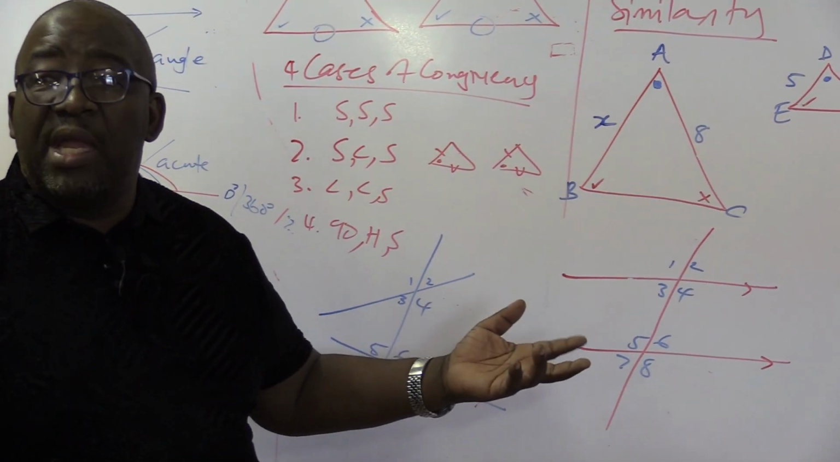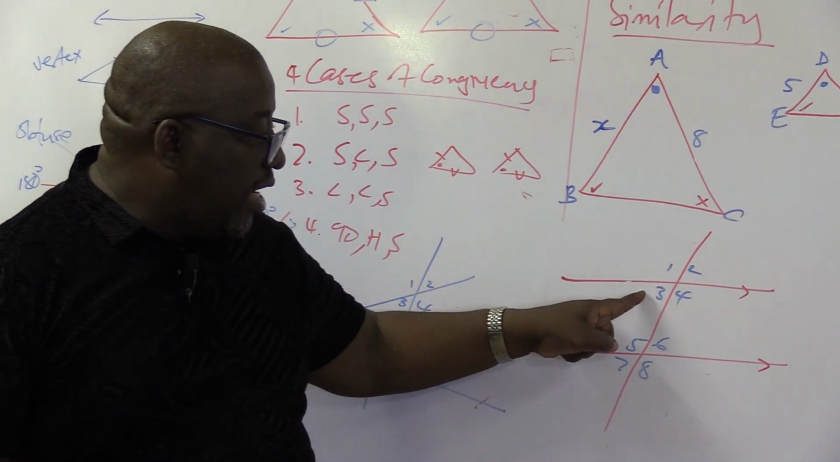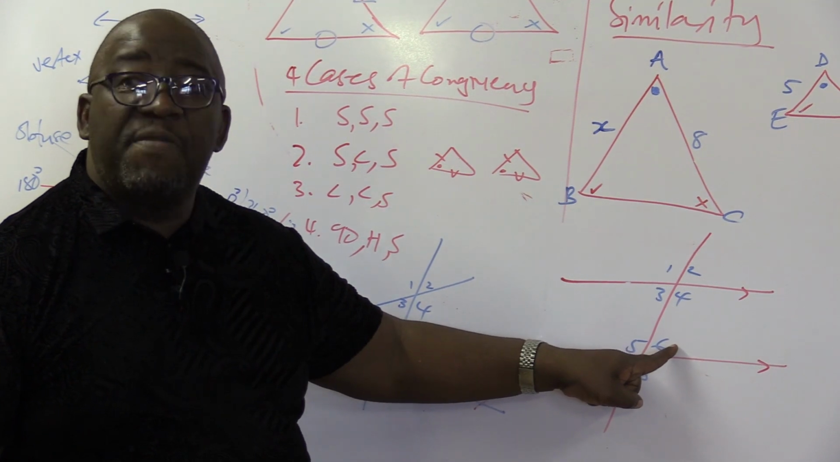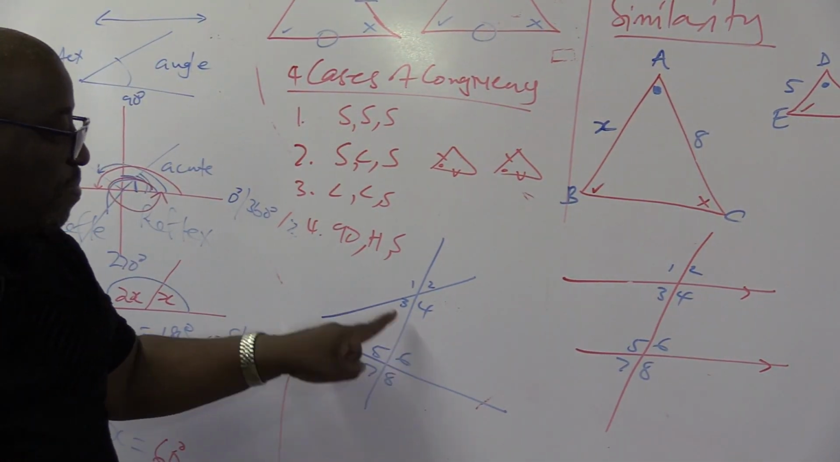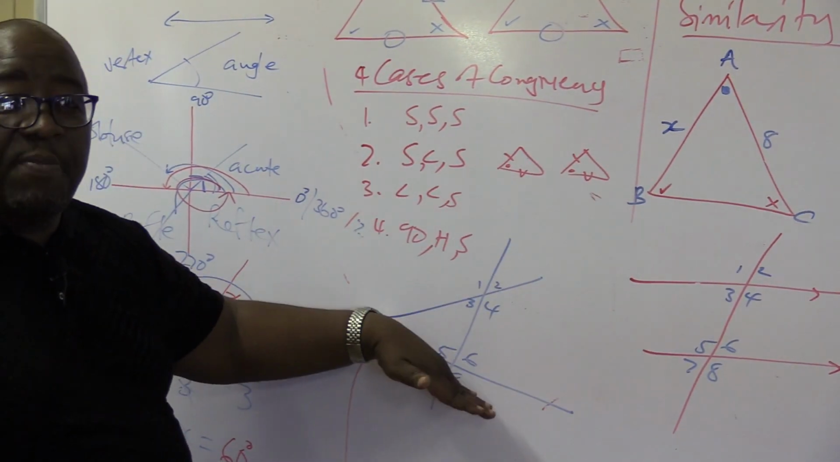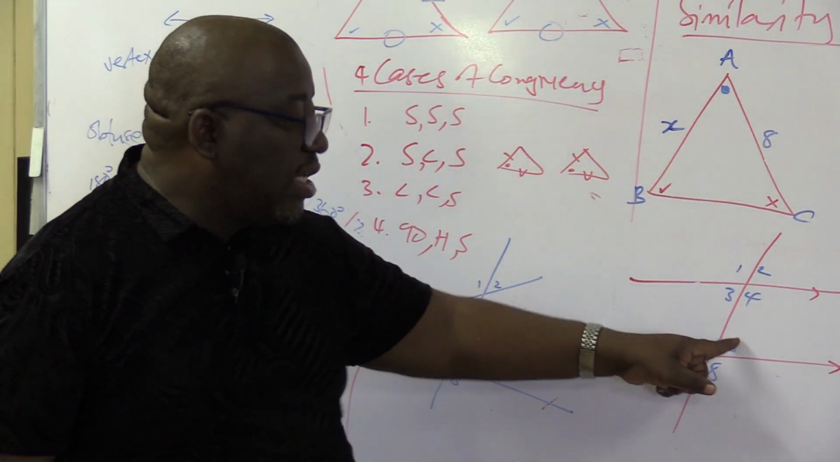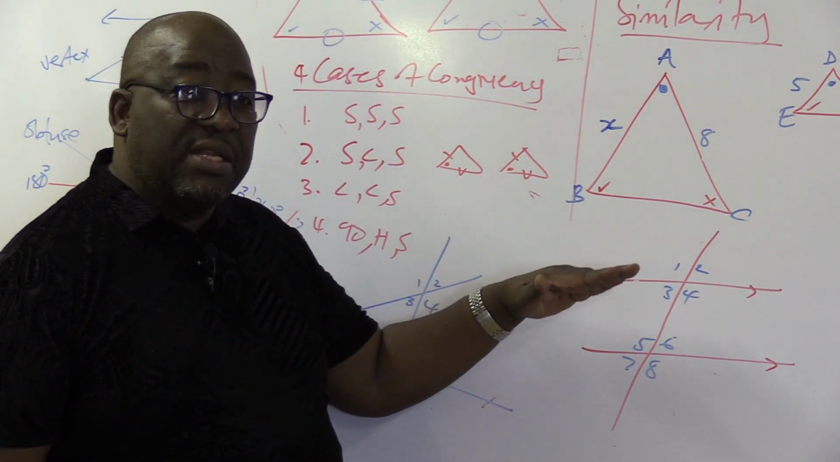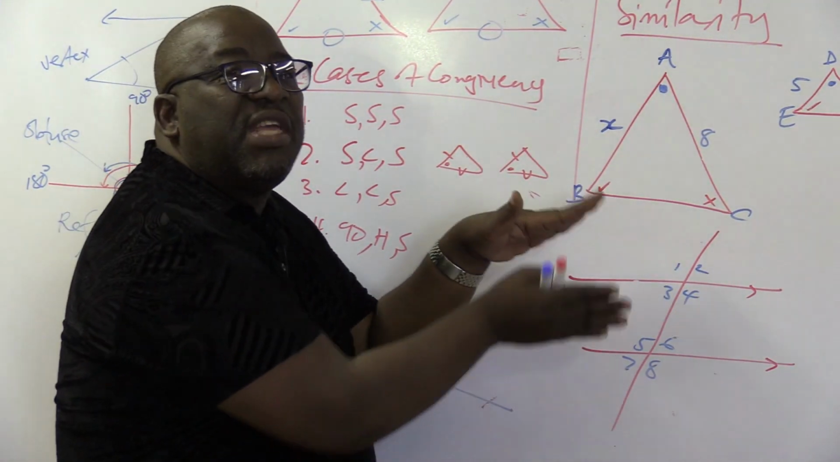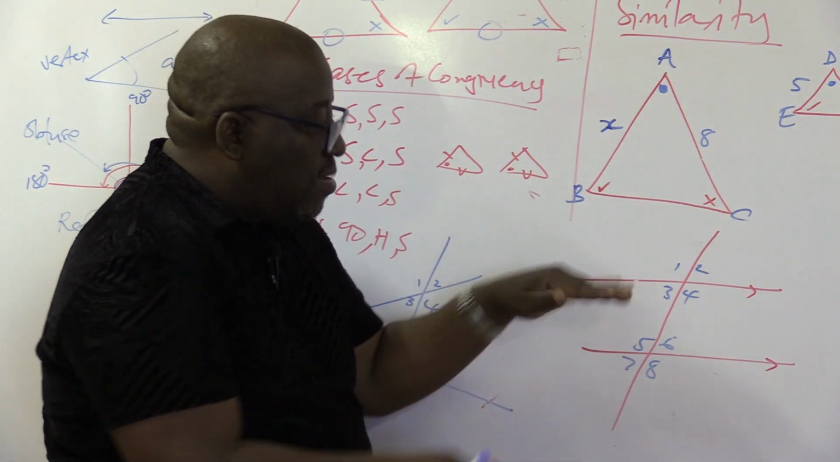We also have alternate angles here. 3 is alternate to angle 6. They are equal if the lines are parallel. 3 is alternate to 6, but they are not equal because these lines are not parallel. So 3 is equal to 6, alternate angles. 4 equals 5, alternate angles. These are called interior alternate angles. They are inside the parallel lines.